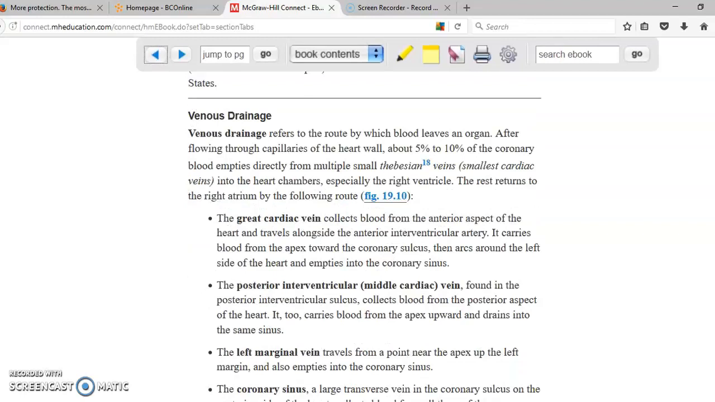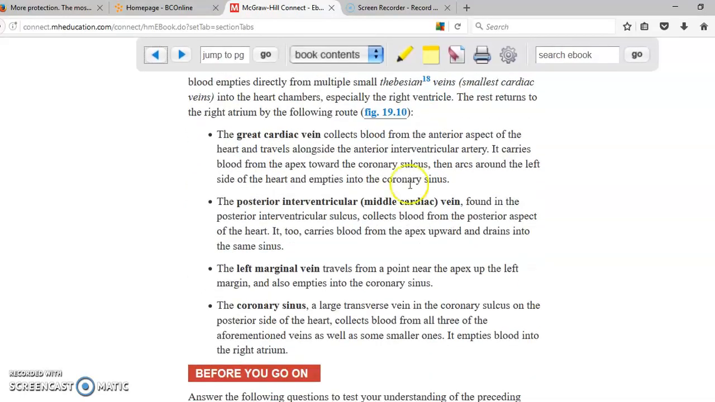So veins, venous drainage. There are three main veins: great cardiac vein, posterior interventricular vein, left marginal vein, as well as the coronary sinus. These veins that you have, they're going to collect the blood from your heart, and eventually all three are going to dump the blood into the coronary sinus. The coronary sinus basically collects the blood from all these veins, and then the coronary sinus is going to dump all the blood from the heart into your right atrium.